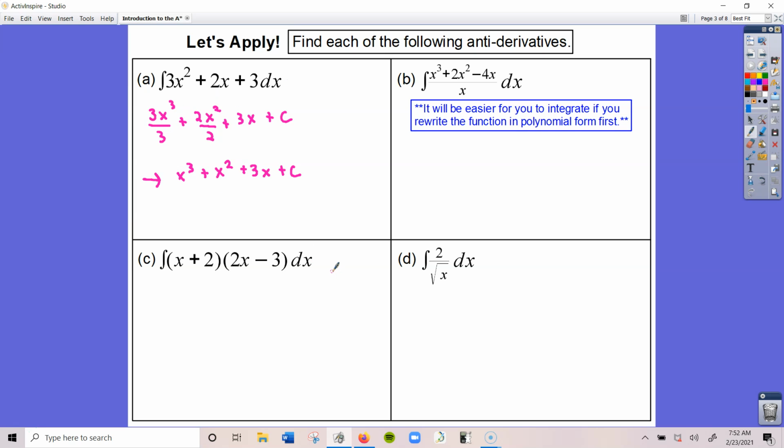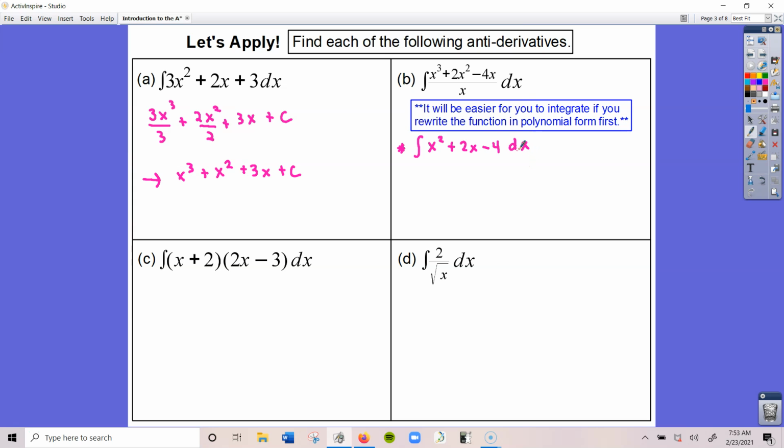So this is good. Now over here we have x to the third plus 2x squared minus 4x all divided by x. When you are integrating functions, it is so much easier if you can first rewrite your function as a polynomial type function. So in this particular case, I would divide every single term in the numerator by x. So before even integrating, I am rewriting. So this would be the integral of x squared plus 2x minus 4 dx.